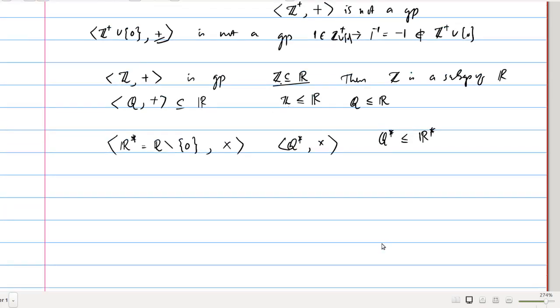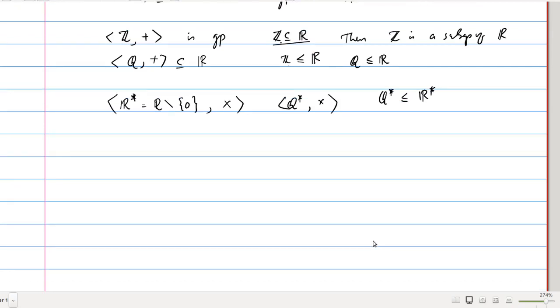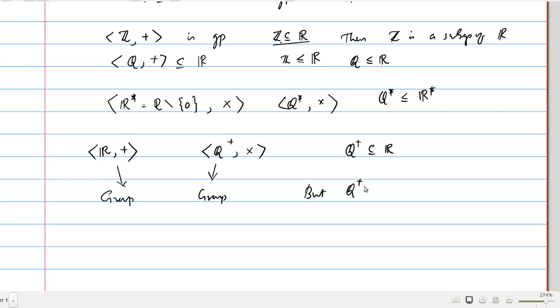Now we consider an interesting fact. We know that R under addition is a group. We also know that Q plus, which we have already discussed, under multiplication is a group. These two entities independently form a group. And Q plus is also a subset of R plus as well. But we cannot write that Q plus is a subgroup of R plus. That means this is not true.